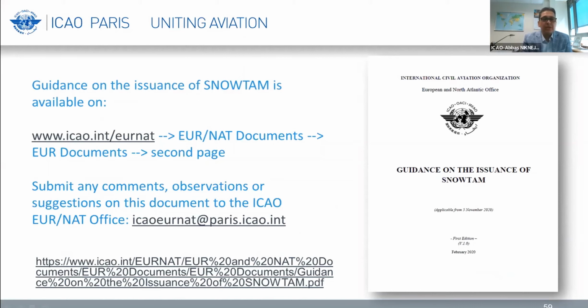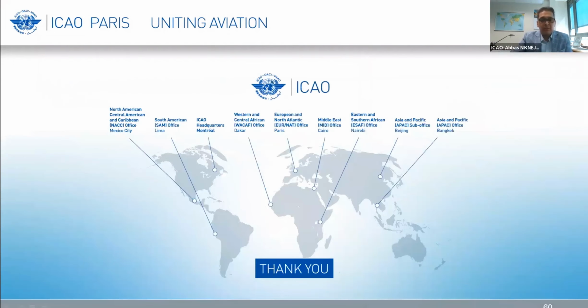This information again was provided from PANS-AIM and the guidance on the issuance of a Snowtam, which includes much more details than provided in this presentation. You can download it from the ICAO Euronet public website, and you can provide any comments, observations, or suggestions for its improvement to the ICAO Euronet office. So thank you very much.